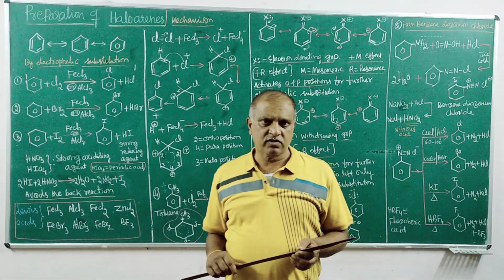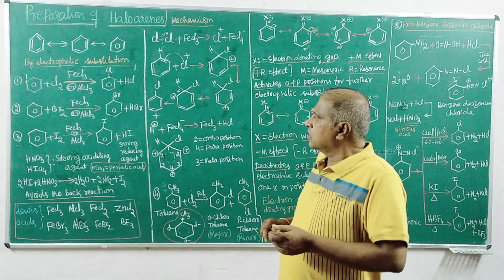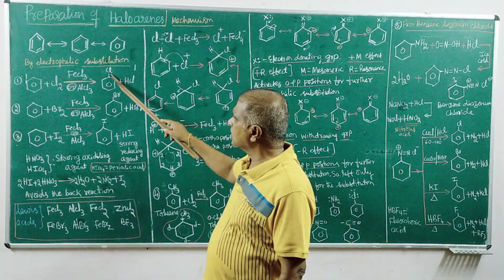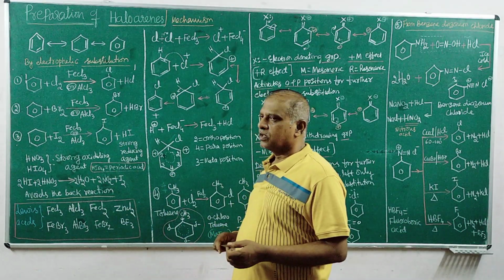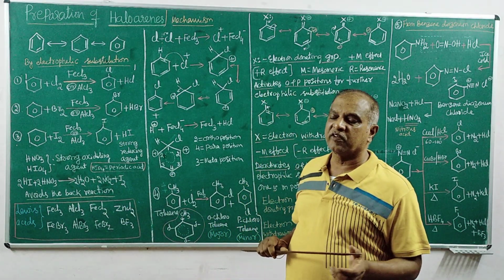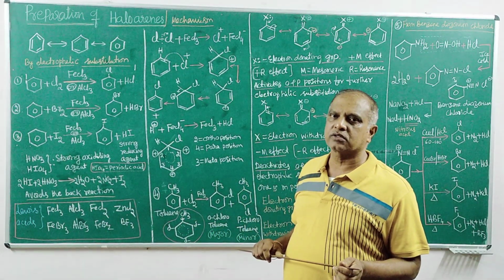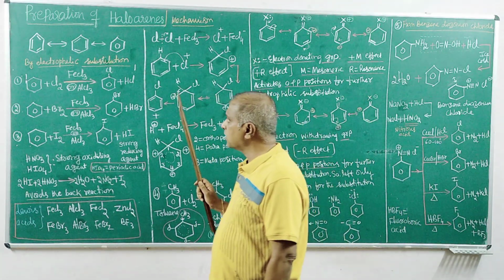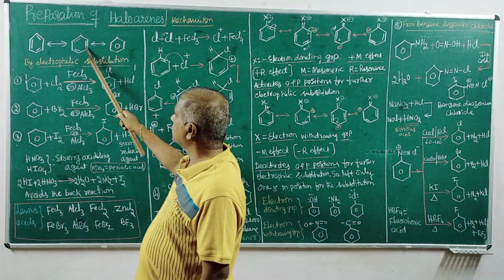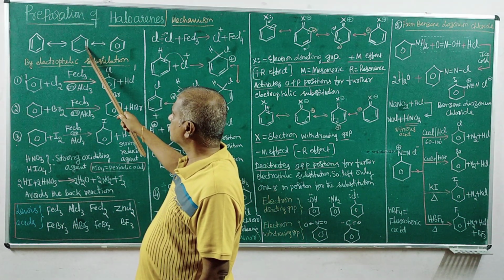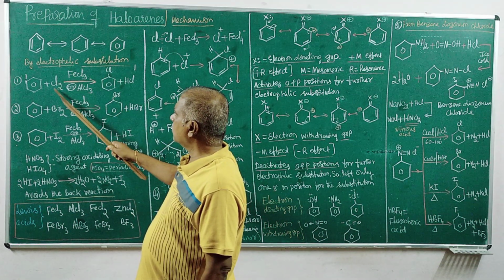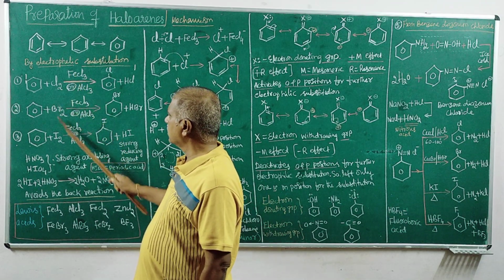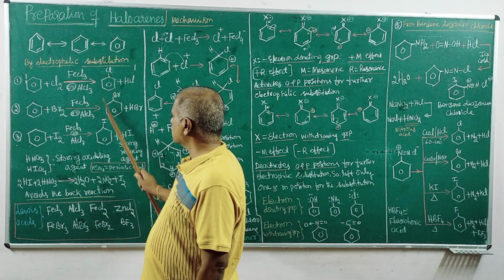What is electrophilic substitution? Here hydrogen is replaced by Cl plus. Electrophilic means electron deficient, carrying a plus charge, which can attack the electron-rich double bond. That is why electrophiles usually attack benzene. These will generate the electrophile, which attacks the benzene and forms the corresponding compounds.